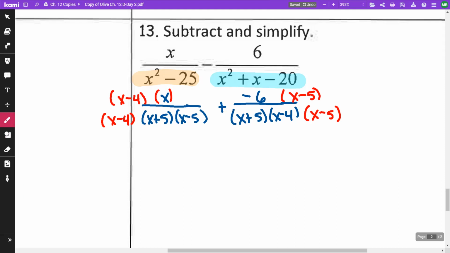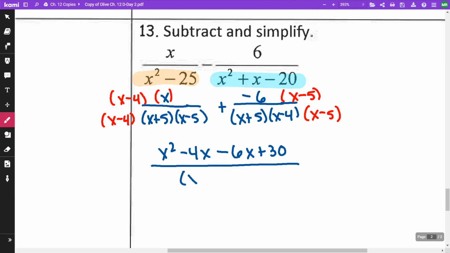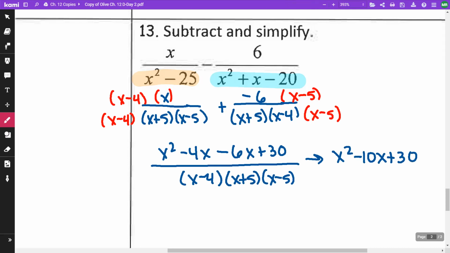And then I'm going to distribute. So I'm going to have x squared minus 4x minus 6x plus 30, and this is going to be all over x minus 4, x plus 5, x minus 5. And when I clean up the top, I'm going to have x squared minus 10x plus 30, and the bottom is going to be x minus 4, x plus 5, x minus 5.